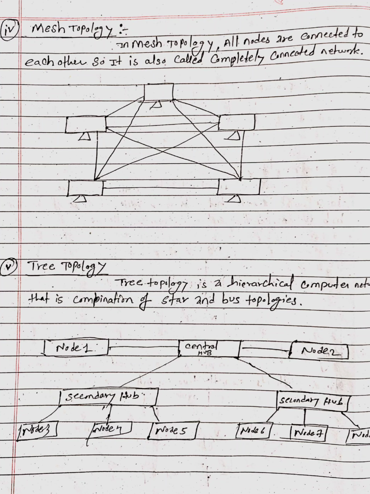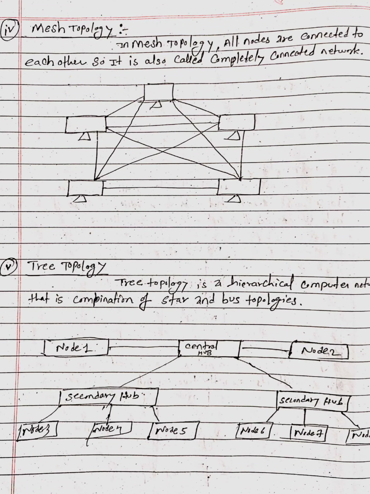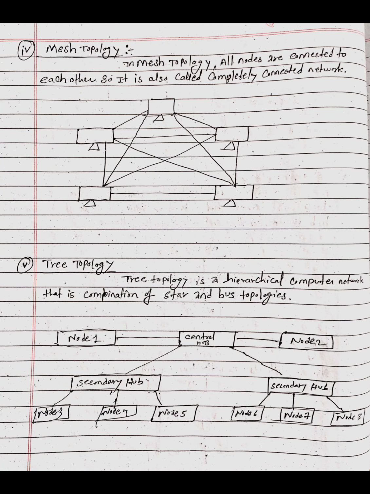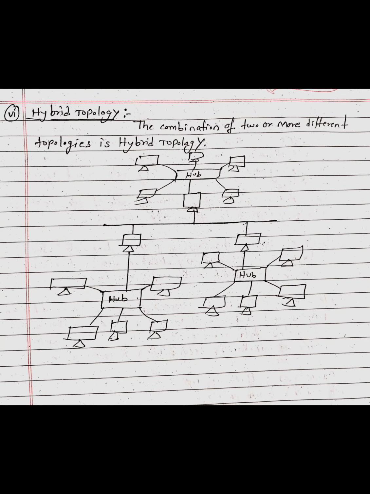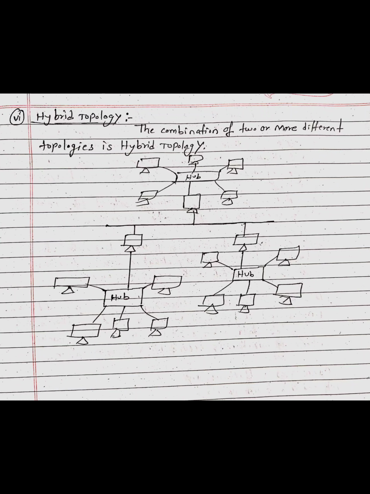Tree topology. Tree topology is a hierarchical computer network that is a combination of star and bus topology, where there is a central hub and it connects the different nodes or systems with the central hub. Next, a secondary hub is connected, and so tree topology is a hierarchical computer network which combines the star and bus topologies. Hybrid topology: the combination of two or more different topologies is called hybrid topology.